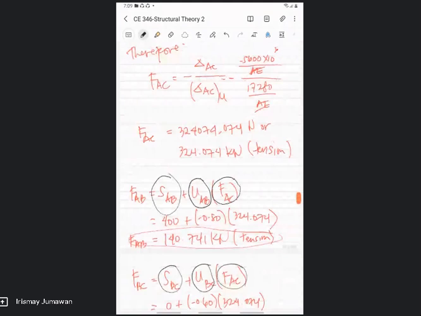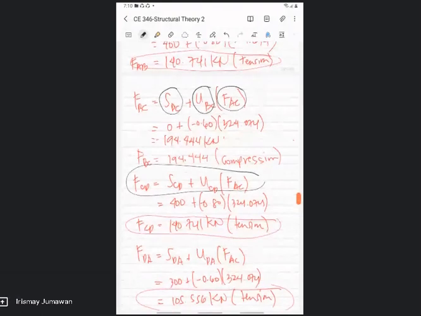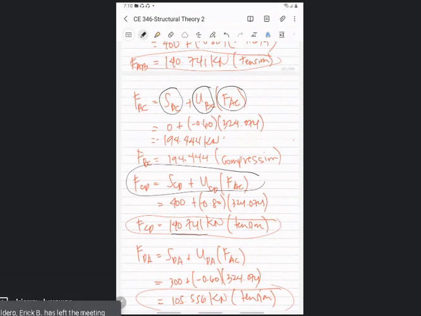Then, that is 300 plus FTC, that is 400. Okay, 400 plus negative 0.8 plus 324, you have there 140.741, that is tension. Then for FDA, so this is 300, or 600, no, 0.6, sorry. So 300 plus minus 0.6 times 0.0074, so that is 105.556 tension.